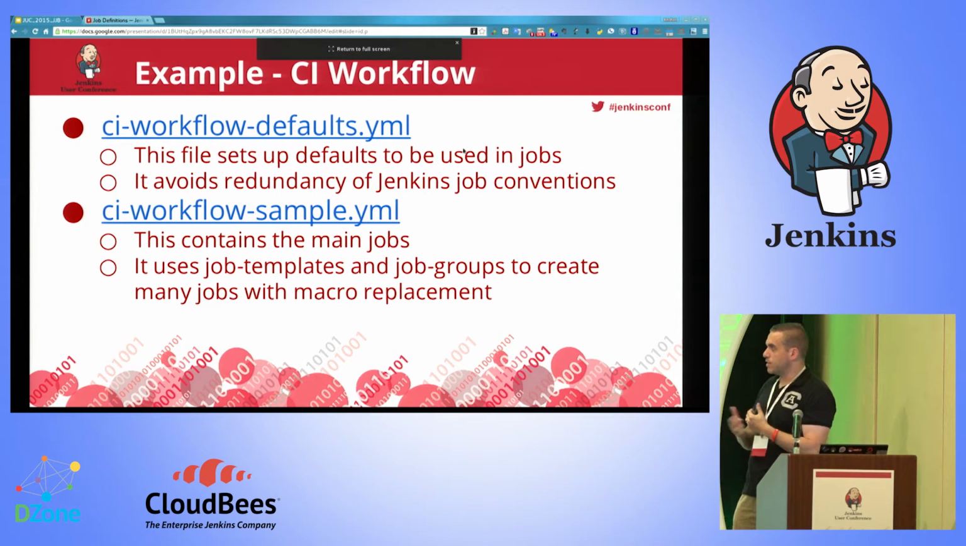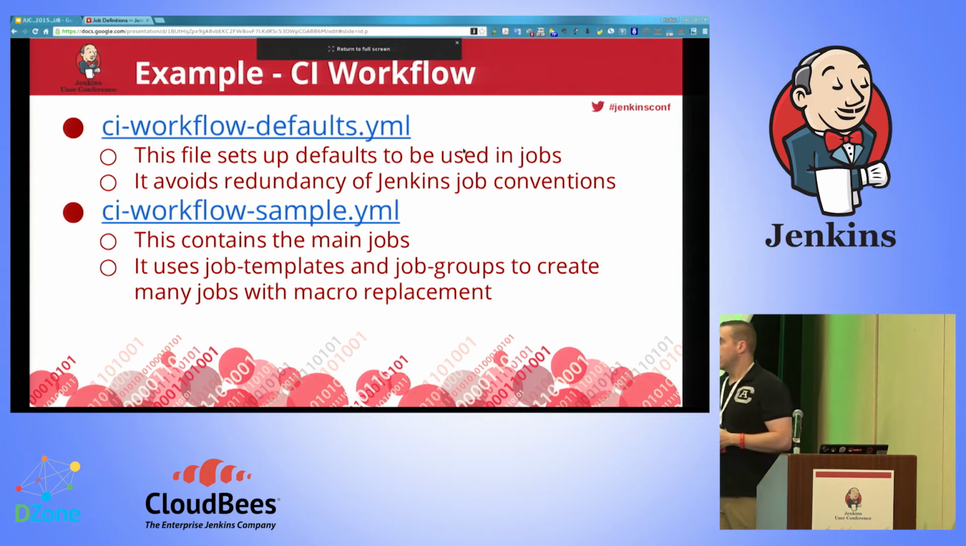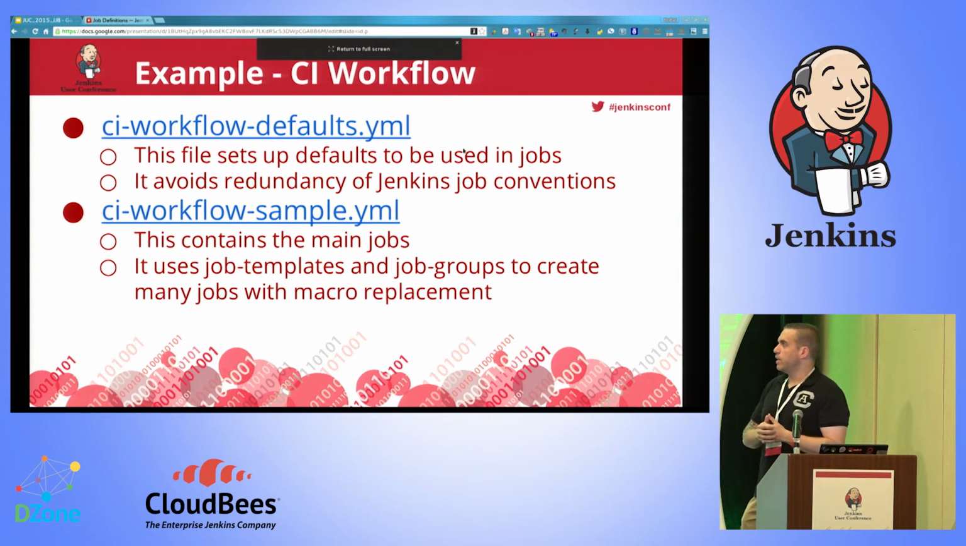And the defaults, like I said before, just set up things to be used by multiple jobs. Maybe you have 10 jobs in there and 3 of them use one type of default, another 3 use a different default, but you can define them all in one file. It really avoids the redundancy. Like I said, it's very similar to having a library in that sense. And then the workflow file contains the main jobs, and in the example that we're going to show, I'm using job templates and job groups to create many jobs.